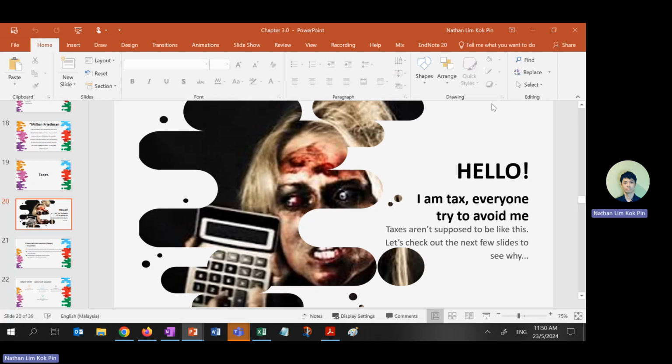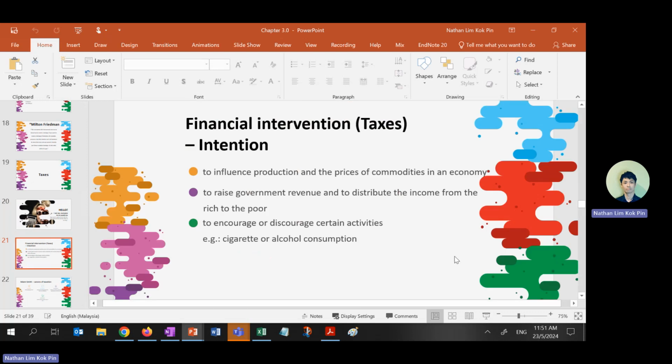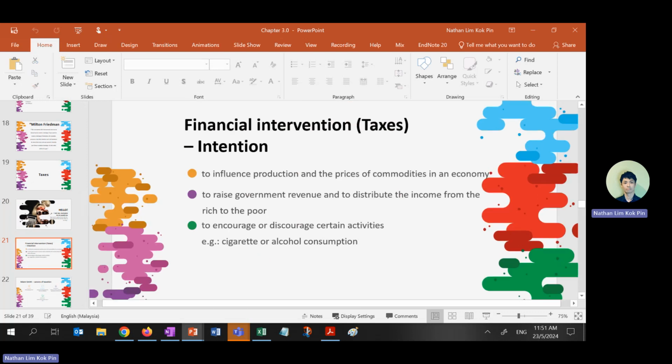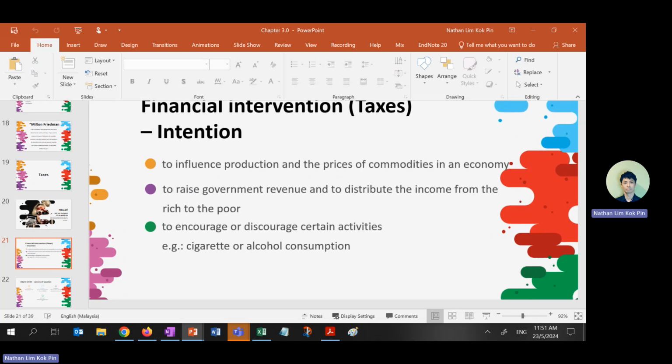Tax. Everyone tries to avoid me. Why? But actually, tax is not supposed to be like that. Here is why, and this is what the government asked me to tell you, not that I want to tell you. The government says tax is very important for the economy. They need to use tax to influence production and price of commodities, and to raise government revenue and to distribute income from the rich to the poor. This is nonsense.